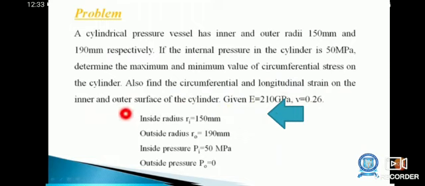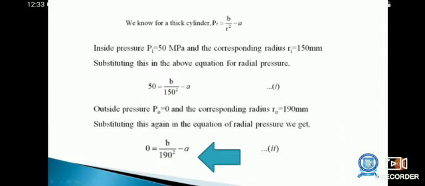So you can write the given data. Inside radius R is equal to 150 mm, outer radius R0 is equal to 190 mm, inside pressure P is equal to 50 megapascal, outside pressure P0 is equal to 0. Next, we know for the thick cylinder the formula PR is equal to B by R square minus A. Inside pressure P is 50 megapascal, corresponding to the inner radius 150 mm. So we apply in this equation: 50 is equal to B divided by 150 square minus A, equation number 1.